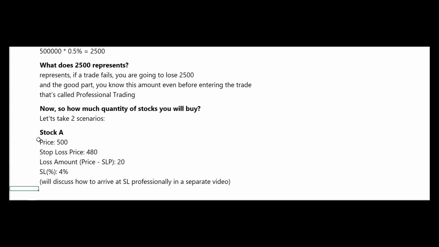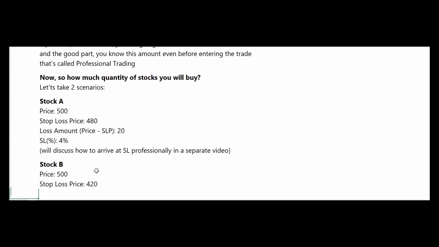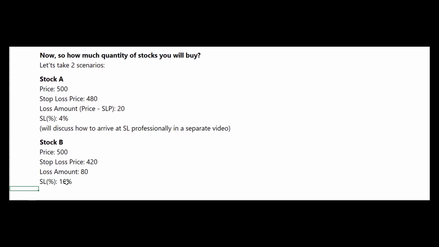500 minus 480. So if you buy at the price of 500 and you consider 4% as a stop loss, then if the price comes down to 480, you will get out, and your loss amount per share would be 20 rupees. Okay, and let's say the second scenario is where the stop loss is 16%.